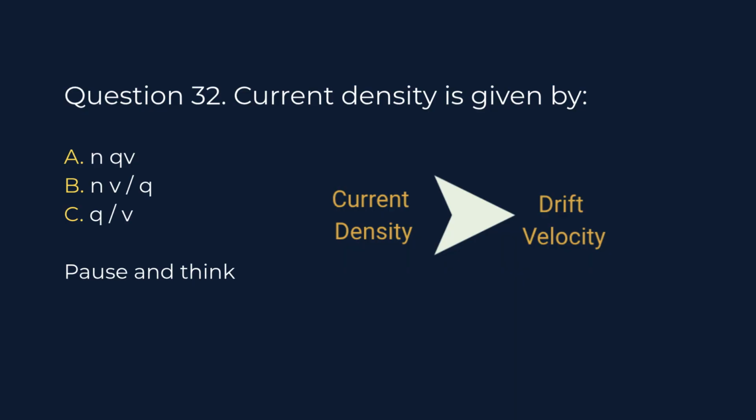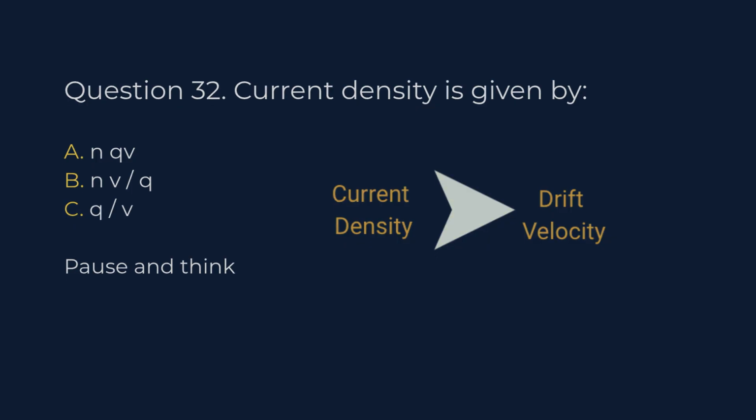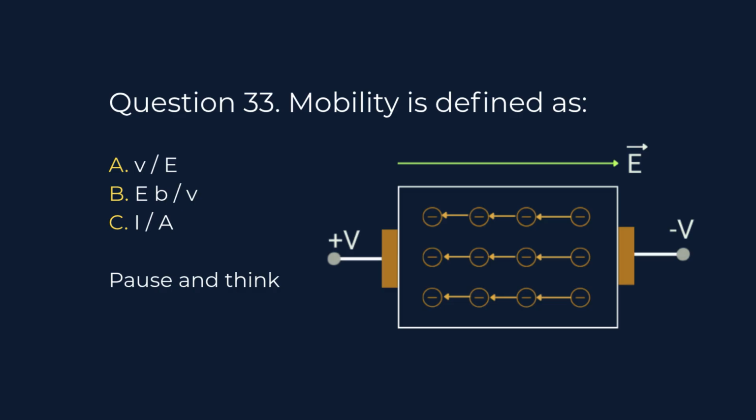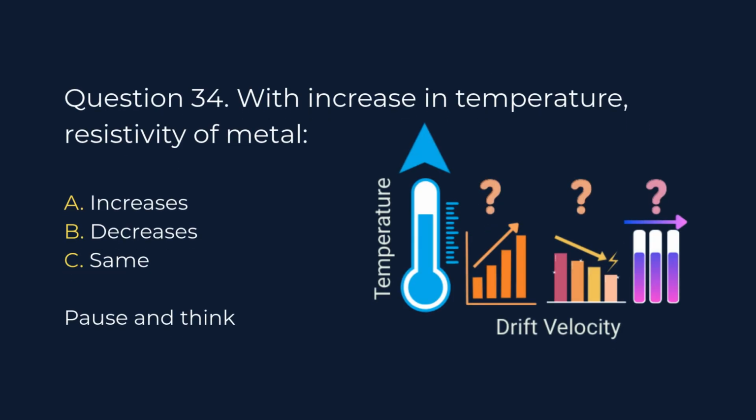Question 32. Current density is given by A, nqv, B, nv by q, C, q by v. Question 33. Mobility is defined as A, v by E, B, E by v, C, I by A. Question 34. With increase in temperature, resistivity of metals A increases, B decreases, C same.